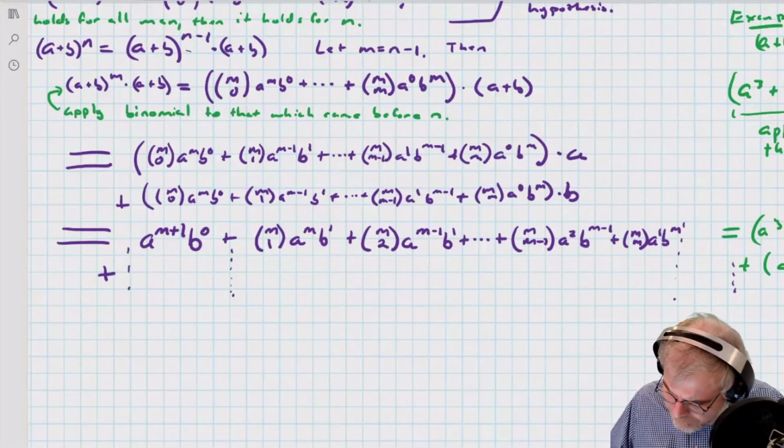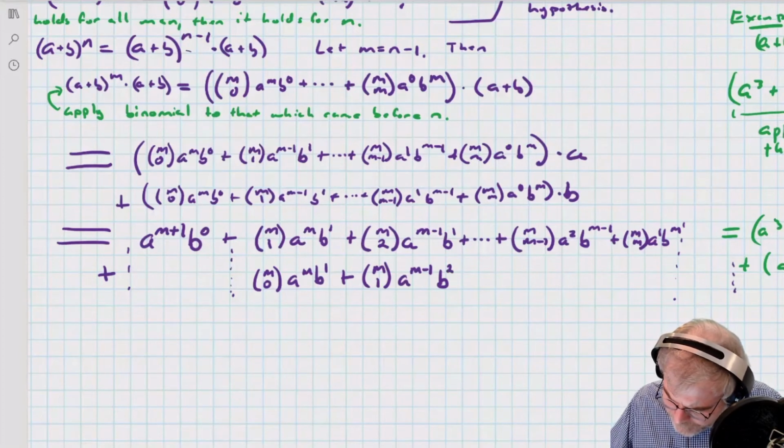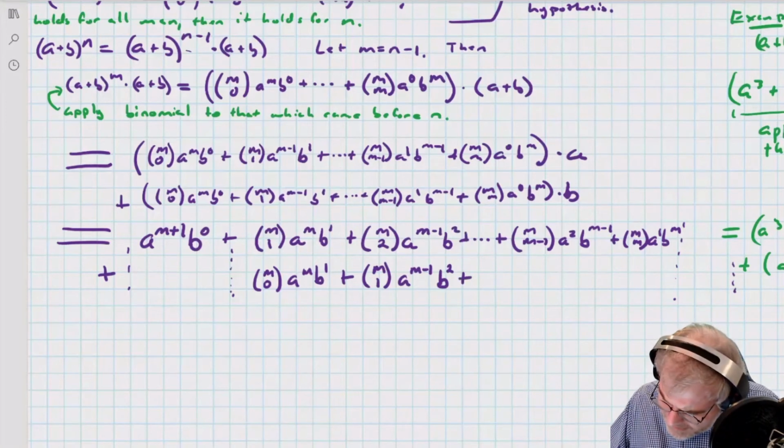And these are special. This one's going to be m choose 0, a to the m, b to the 1, plus m choose 1, a to the m minus 1, b, let's see, this was b to the 0 here. So this one was b squared. I did screw this one up. This should be a b squared. Sorry. That's right. Plus, dot, dot, dot, plus.